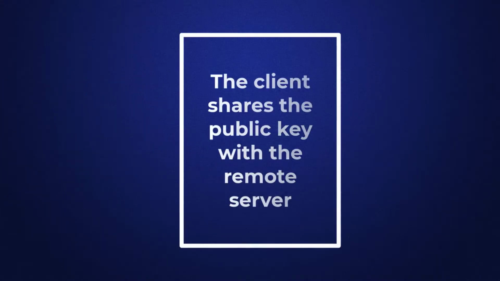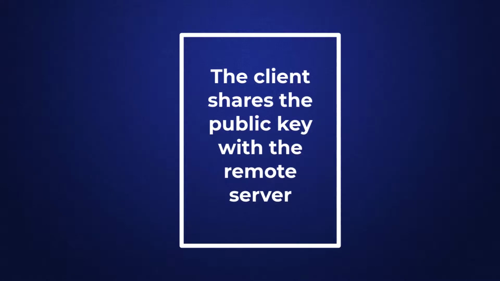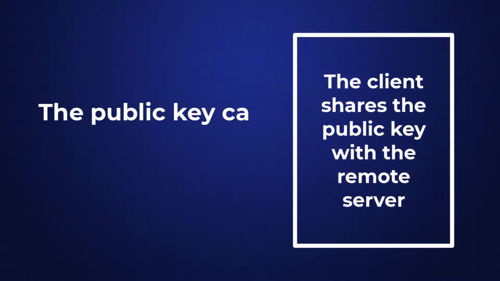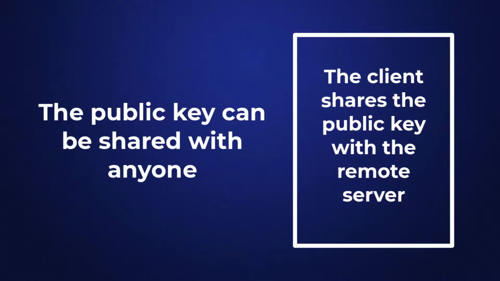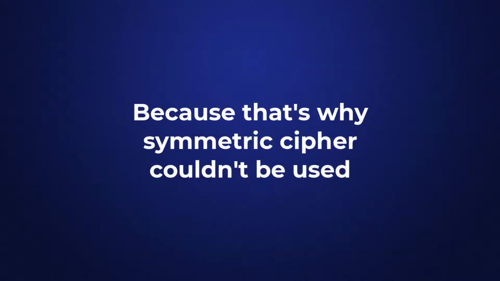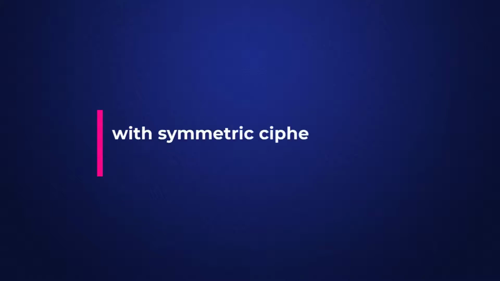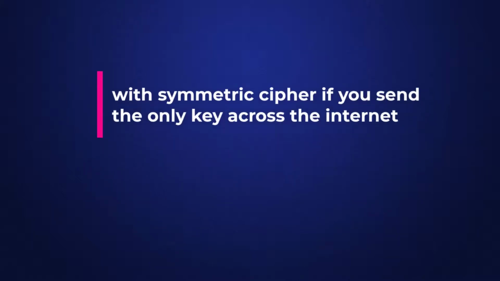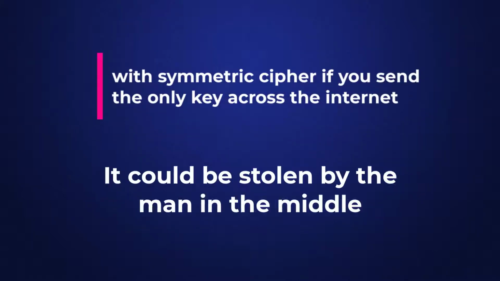So the client shares the public key with the remote server, and by the way, the public key can be shared with anyone. It doesn't matter if it goes over the internet, because that's why symmetric cipher couldn't be used. With symmetric cipher, if you sent the only key across the internet, it could be stolen by the man in the middle. So that's why we're using asymmetric cipher.